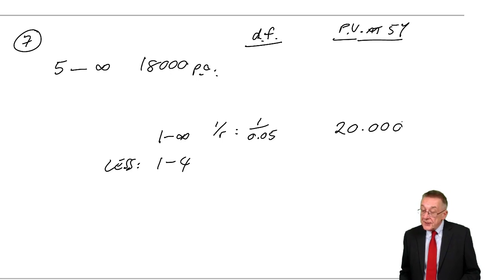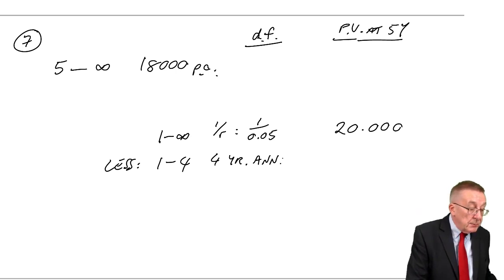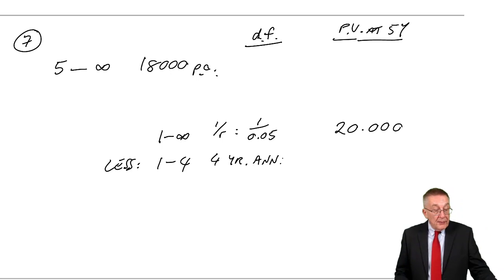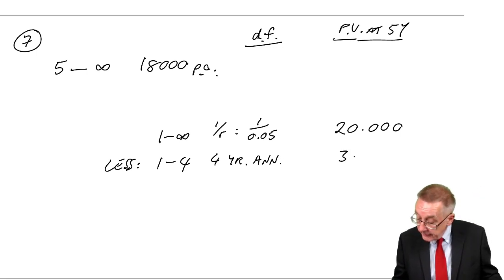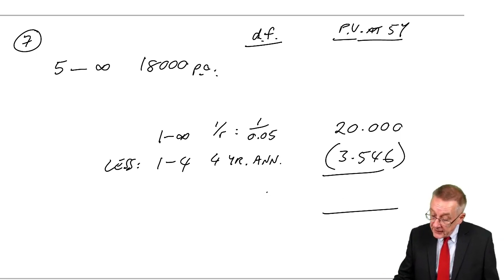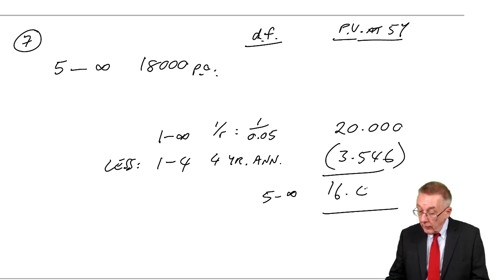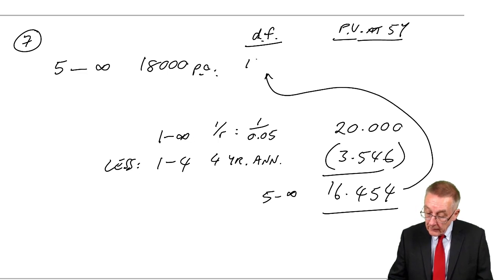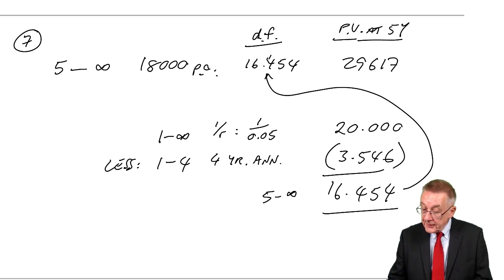What's the total for the first 4 years? It's the 4-year annuity, which from the tables, 4 years at 5%, the annuity factor is 3.546, which, taking that out, leaves us for 5 to infinity 16.454, which therefore gives a present value of 296,172.